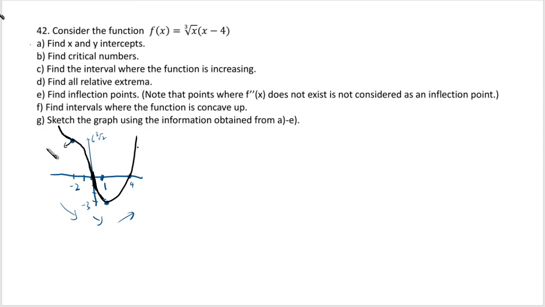This is the inflection point. So we have the coordinates. So I'm just putting inflection there. And this one is our relative minimum. And we also have the coordinates there, so I guess that's it. It's a rather simple graph considering all the work that we had to put in.